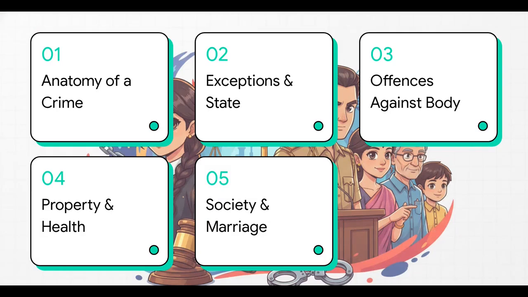Listen up, because here is our roadmap for today. We're hitting 5 core units: anatomy of a crime, exceptions in state offenses, offenses against the body, property, health, and safety, and finally, state, society, and marriage.